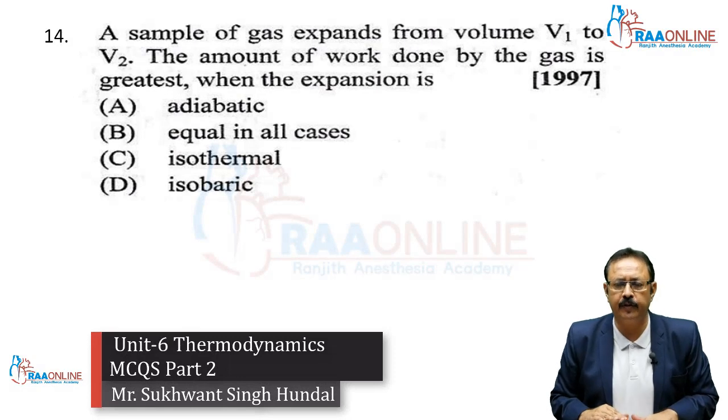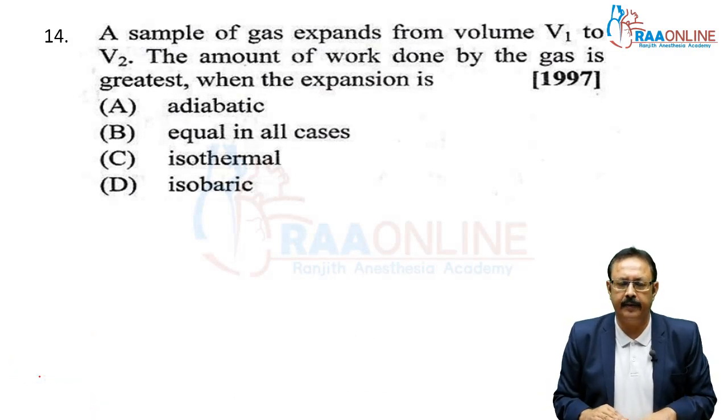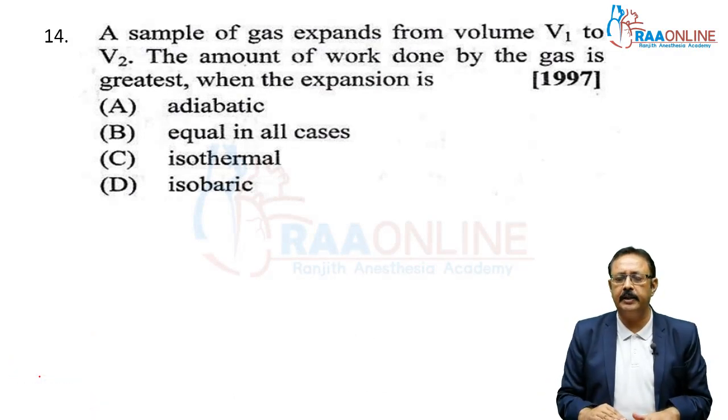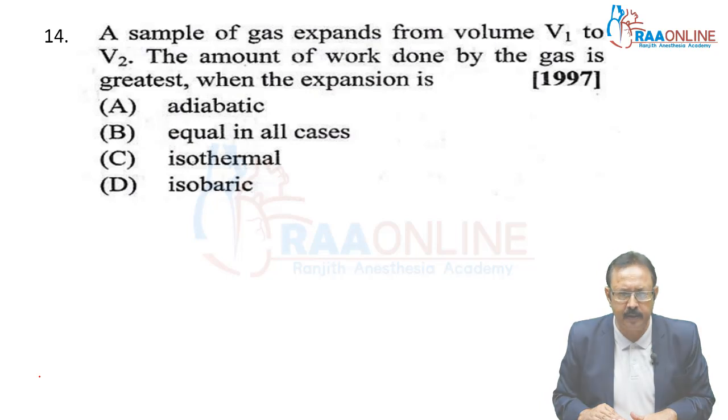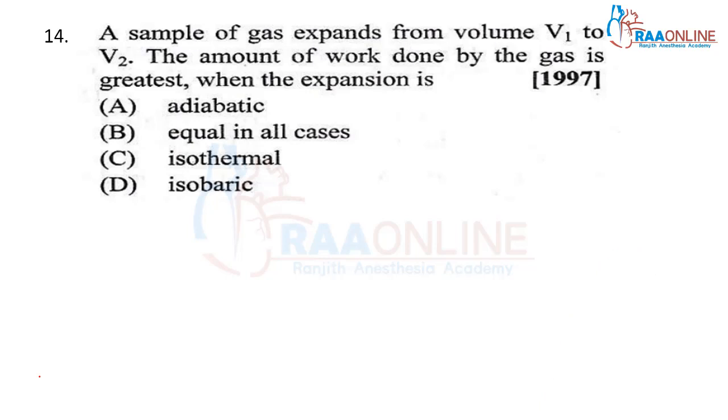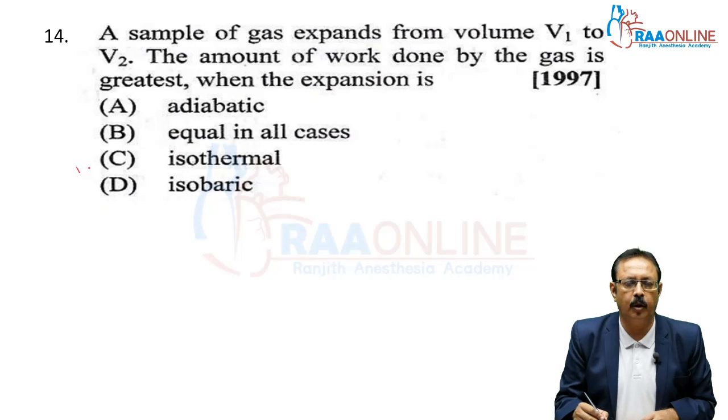Now it is 14th problem from 1997. A sample of gas expands from volume V1 to V2. The amount of work done by the gas is greatest when the expansion is adiabatic, equal in all cases, isothermal and isobaric. We know that at the time of isothermal process, no change in internal energy takes place. So work done is maximum in the isothermal process. So we will go with option C.